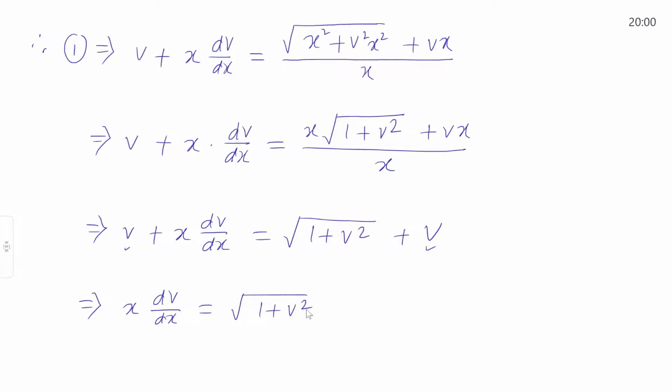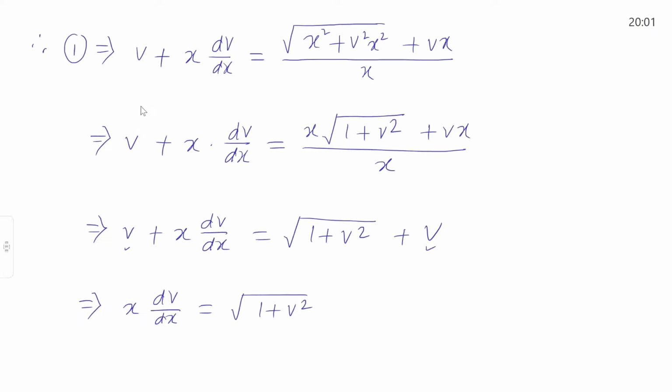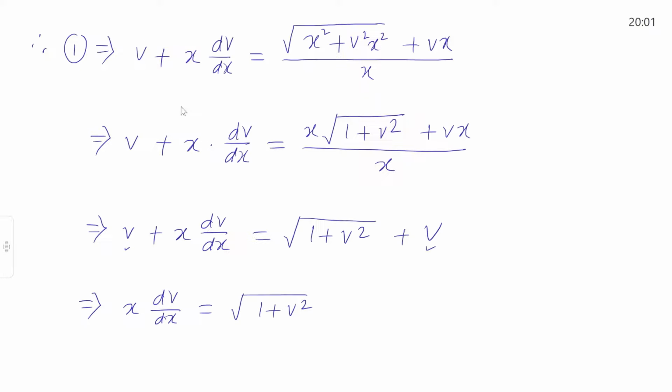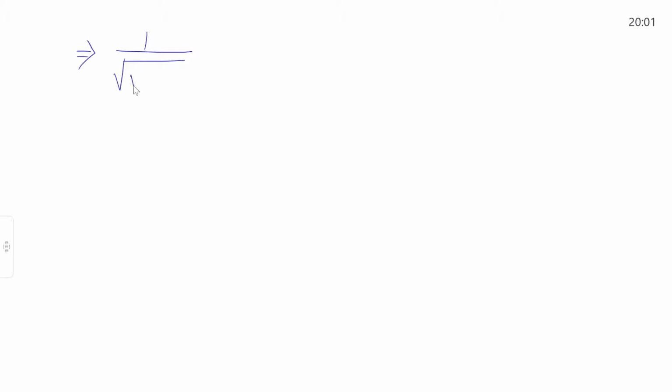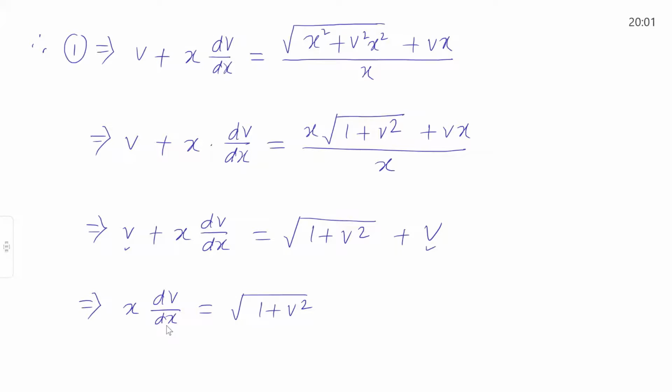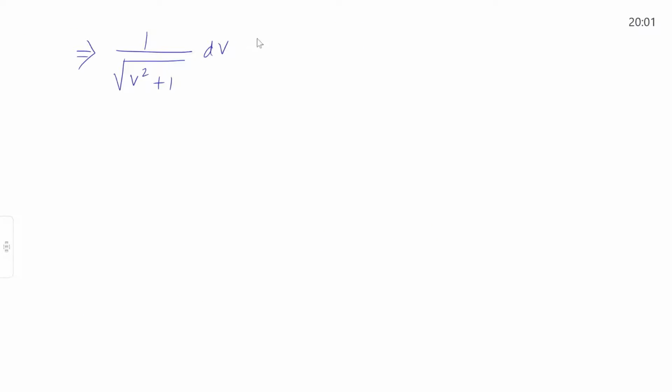This is what remains. Now separate the variables. Taking, this implies on the left hand side dv divided by root over 1 plus v square, or v square plus 1, whichever you write, this is dv by root over v square plus 1. And the right hand side will be dx by x is equal to 1 by x dx. You may also write dx by x. Now the variables are separated. Now integrate.